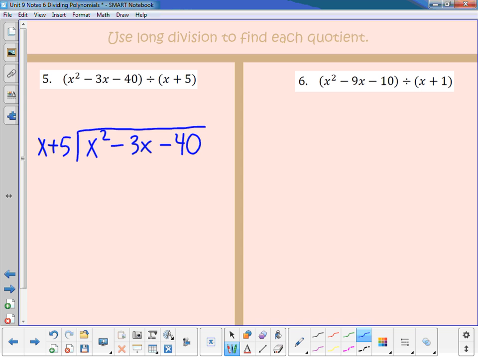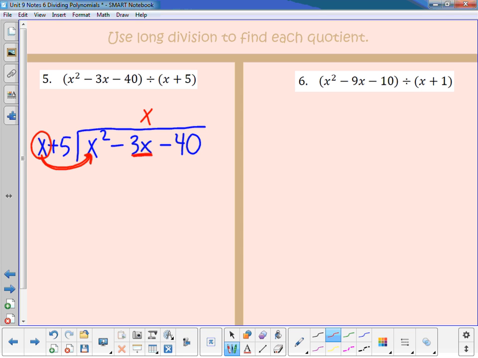Now, here's what you have to ask yourself. You're looking at the first part. I'm looking at this x. And the question is, what do I need to multiply that x by to get x squared? I'll say it again. What do I multiply x by to get x squared? If I want x to look like x squared, that means I need to multiply by x. And if I'm multiplying by x, then it goes above the x term. So that's the first number that I'm going to have in my quotient.